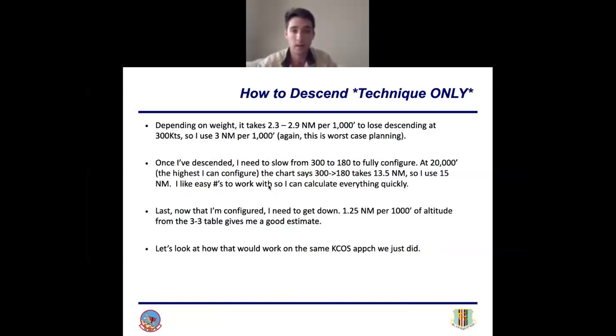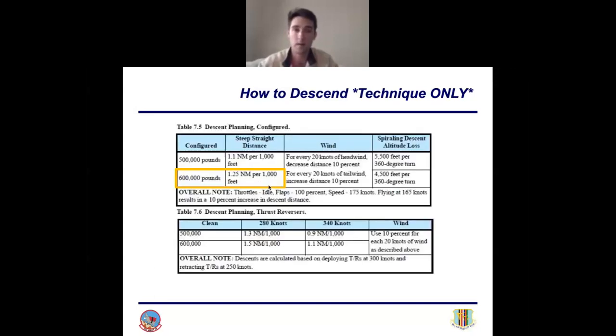And lastly, now that you've descended at 300 knots clean, you've slowed down to 180 knots, and you're configuring, you need to get down. It says that it takes 1.25 nautical miles per 1,000 feet of altitude you need to lose once you have configured. And that is from right here. So that's at 600,000 pounds, steep straight in, fully configured at 175 knots, which again is not ideal for every day.